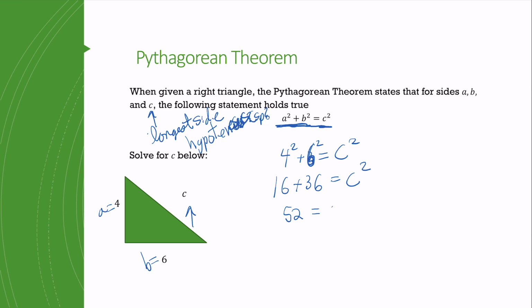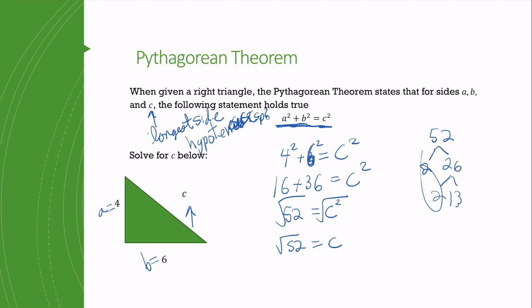Well, how do I get this c squared all by itself? I'm going to have to take the square root. And since we're measuring a length, we really only need the positive square root. So I've got the square root of 52 is c. Well, 52 becomes 2 times 26, which is 2 times 13. So I have the square root of 2 squared times 13 is c. So I've got 2 square root of 13 is c. That would be the length of our hypotenuse.